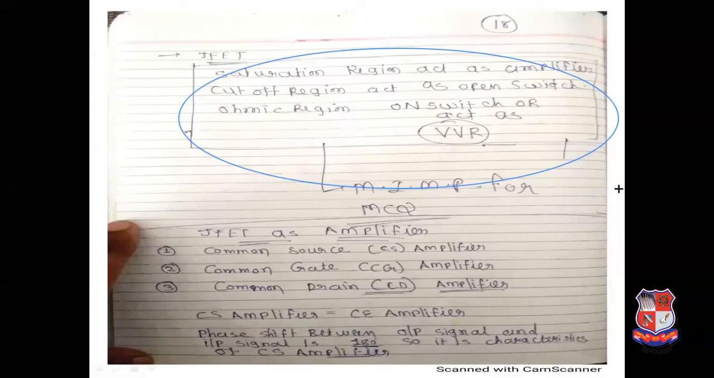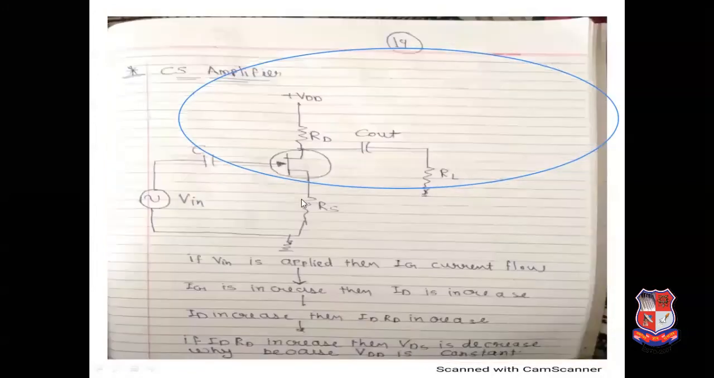Now JFET can act as an amplifier: common source amplifier, common gate amplifier, and common drain amplifier. For the common source amplifier, simply put the capacitor, RD resistor, RS resistor. If Vin is applied to the base, then IG current flows, and IG increases.